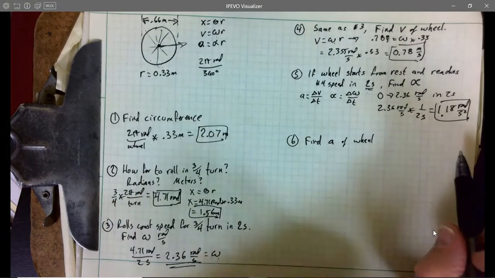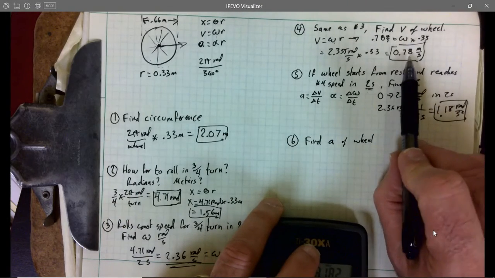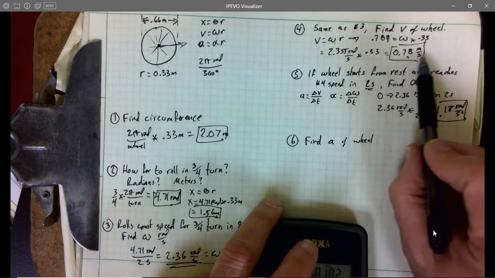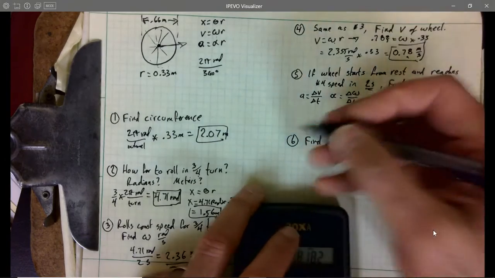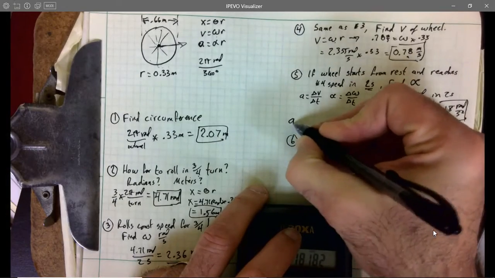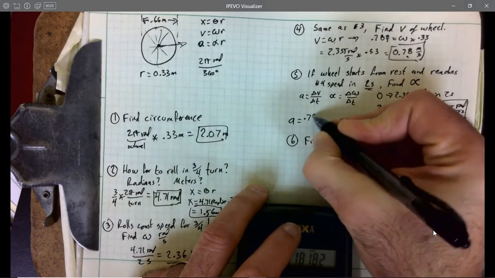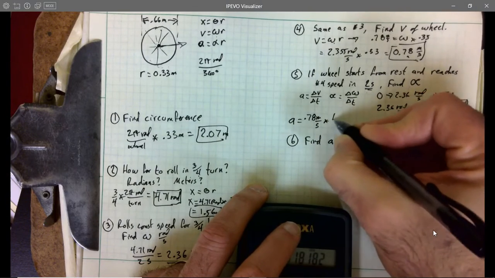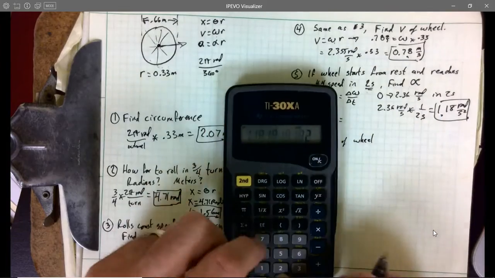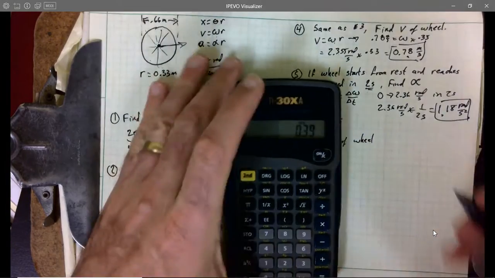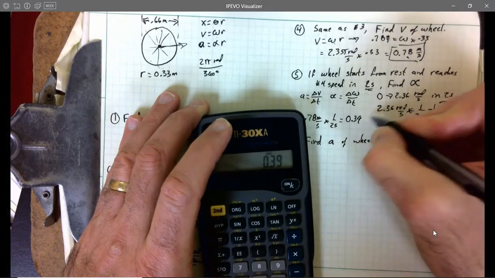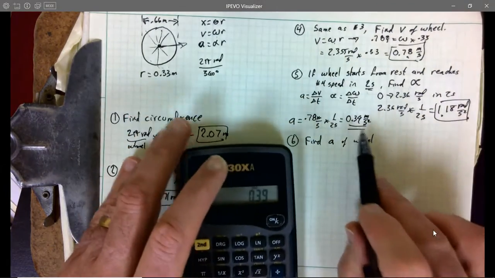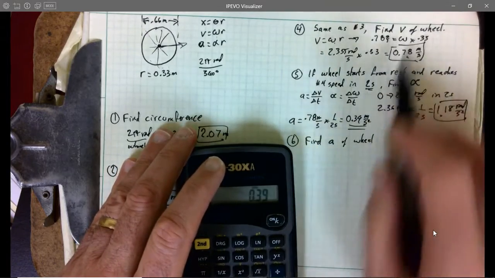Now we can find it another way as well, because we know that the bicycle accelerated from 0 to 0.78 meters per second in 2 seconds. So the linear acceleration, a, is 0.78 meters per second times 1 over 2 seconds, which is 0.78 divided by 2, 0.39 meters per second squared. Okay, that's our linear acceleration that we figure out from how fast the bike is moving forward.